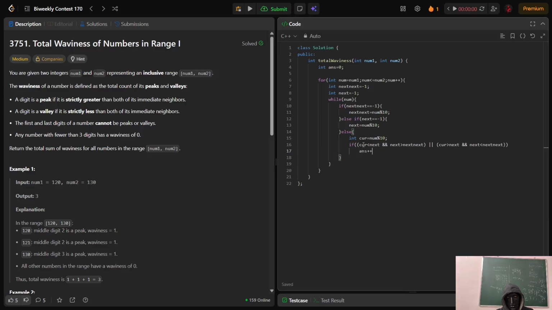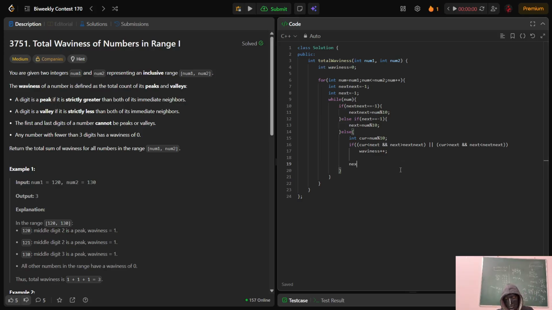So for that we'll increase waviness by 1. Let's try to take waviness only, not answer. Waviness. Okay, so once you have found the waviness, if these conditions are not met, then waviness is not going to increase. But since we have last three digits, what we are trying to do is the next digit we will be taking. So the last next digit, whatever is there, we'll have to remove that and we'll have to consider the next value.